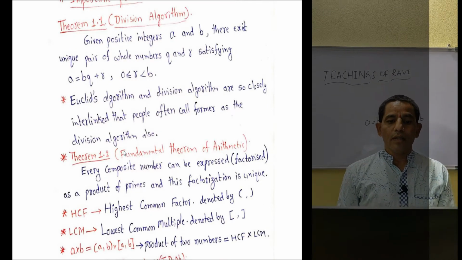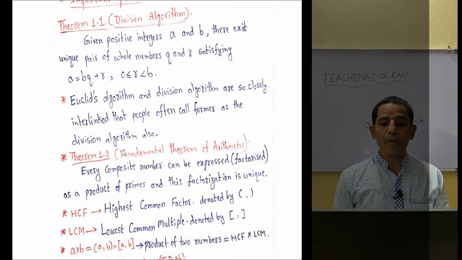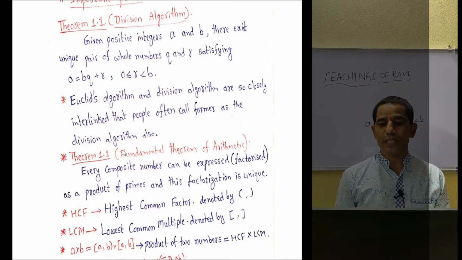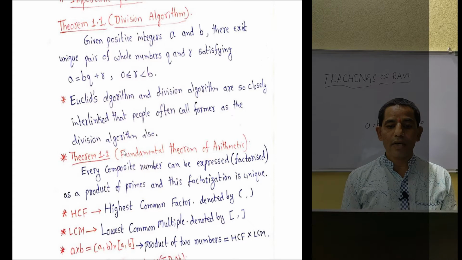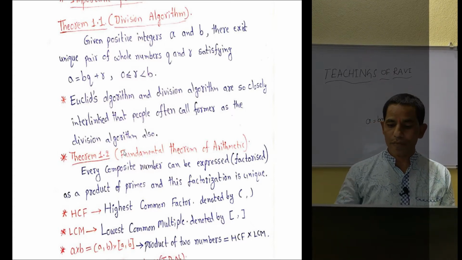Next one, fundamental theorem of arithmetic. Every composite number can be expressed as a product of primes, and this factorization is unique.